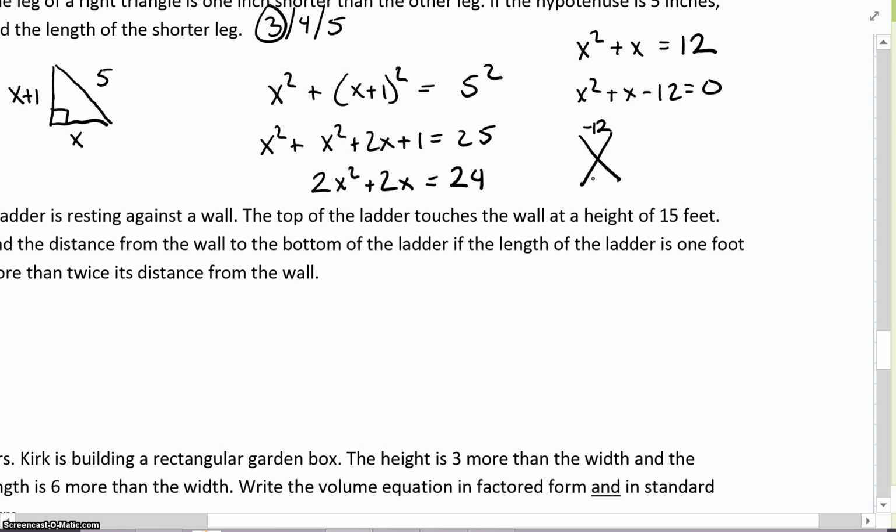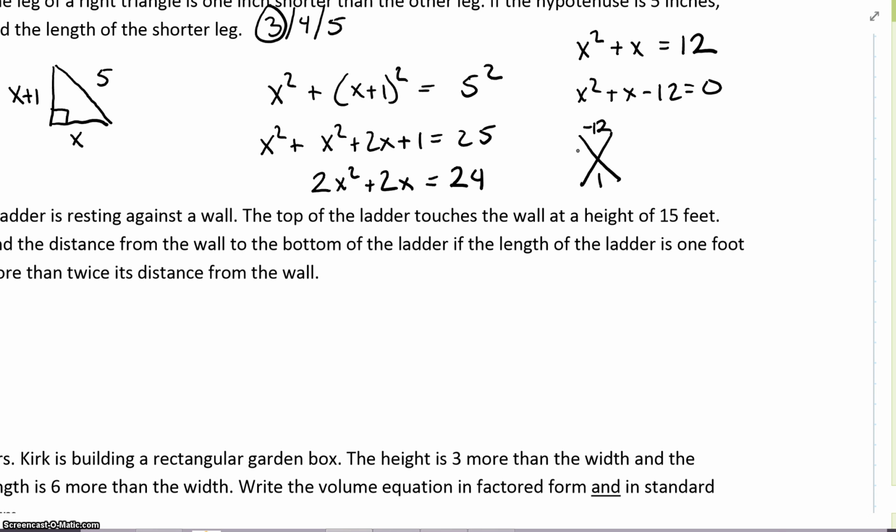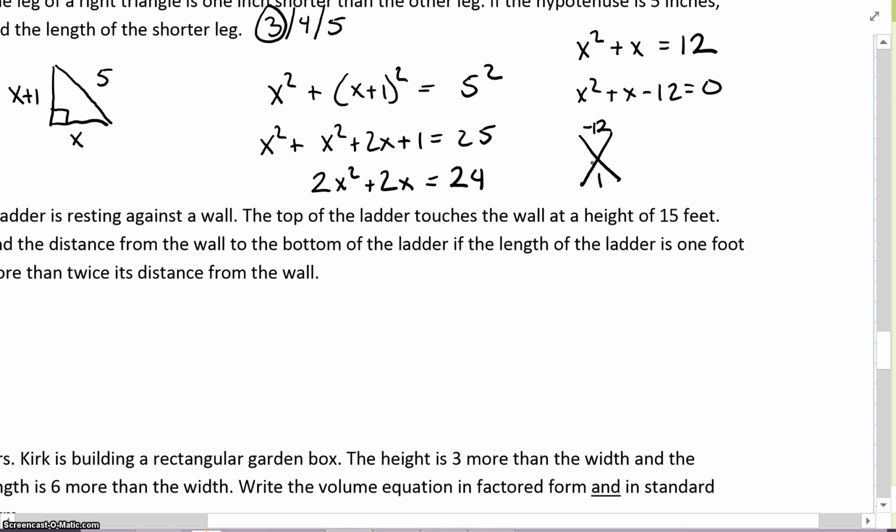Product of negative 12 and a sum of positive 1. So I need a positive and a negative number. So the only thing I can think of that would work in this case is a negative 3 and a positive 4. So my answers are going to be, well, x minus 3 times x plus 4 equals 0.